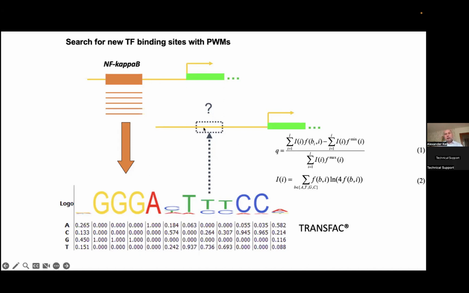When we observe a score higher than a given cutoff, which is pre-calculated or computed on the fly, which I will show a bit today, then you will predict this binding site.